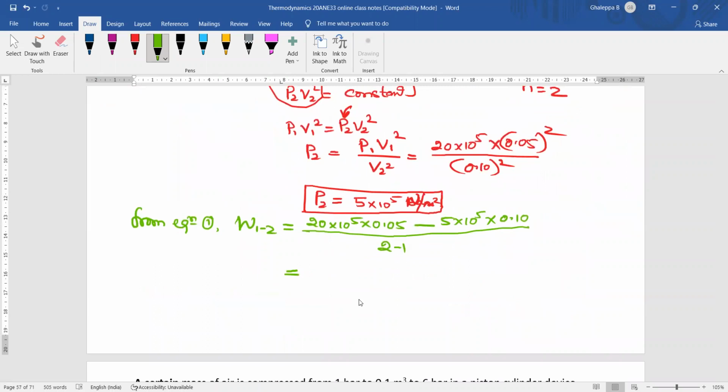So how much will it be? 50 into 10 power 3 joule. 50 kilojoule. Yes. Next.